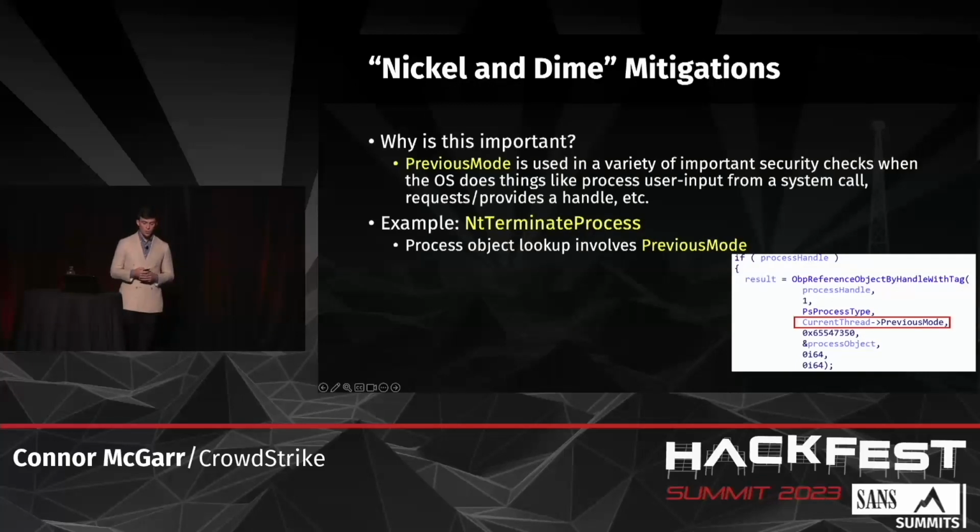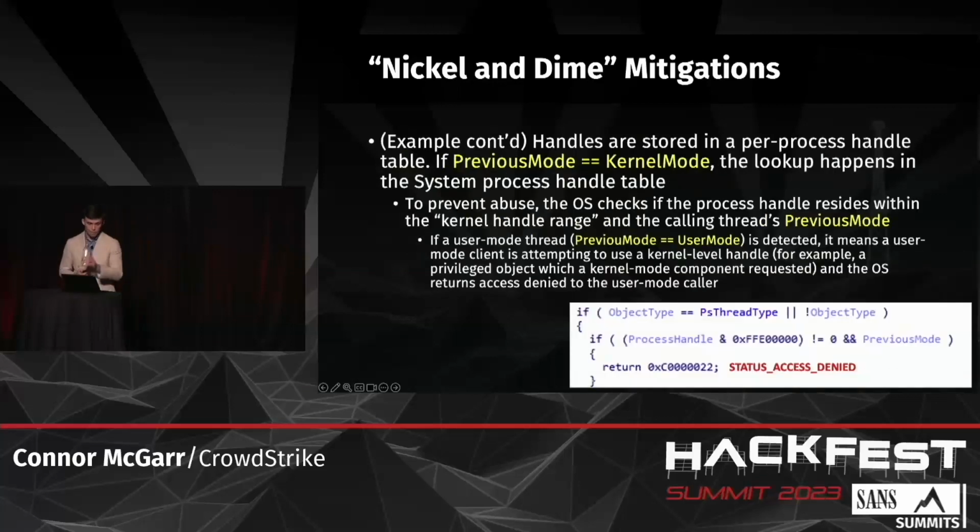So when you pass in the handle, we need to look up where that handle is. One of the NT calls that happens is ObReferenceObjectByHandleWithTag, and the previous mode is included as an argument there. Handles are stored in a per process handle table. A handle is effectively just what would seem like an abstract value, something like maybe A8 or some hex value that's 2 or 3 digits long, and that is an index into this handle table.